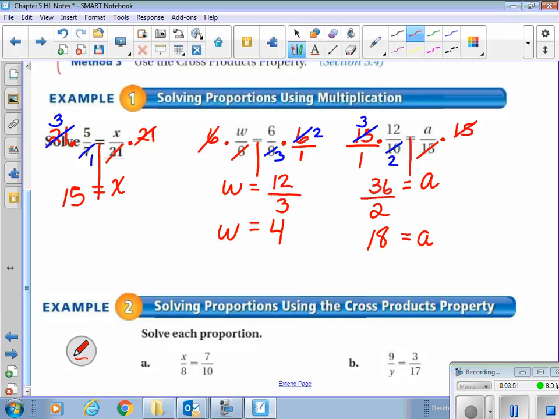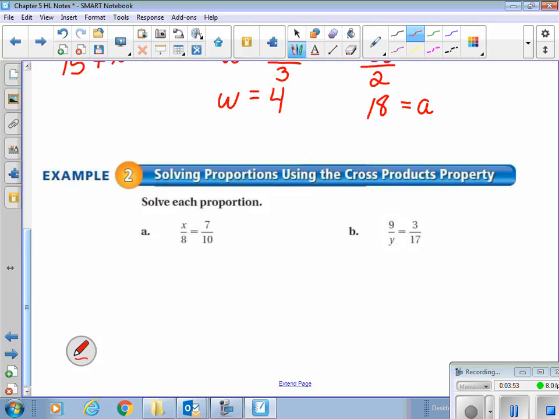Doesn't have to be the way that you go about doing it, because you could do your cross products, you could use your mental math. I'm teaching you different ways of doing the same thing. In example 2, they want you to practice using those cross products. So looking diagonal to each other, I've got 10x. I always like to start with the variable. I like to keep my variable on the left-hand side. And then 8 times 7 would give me 56.